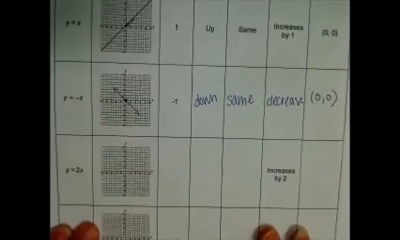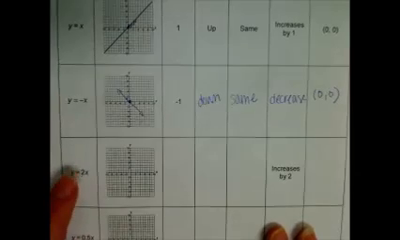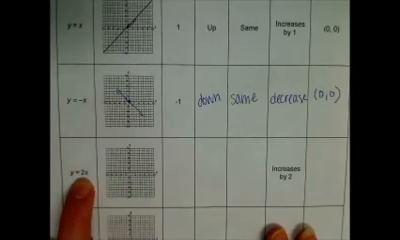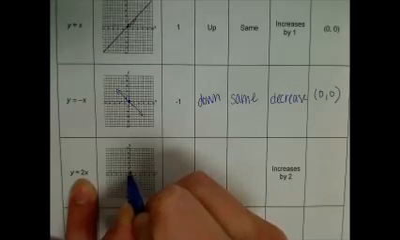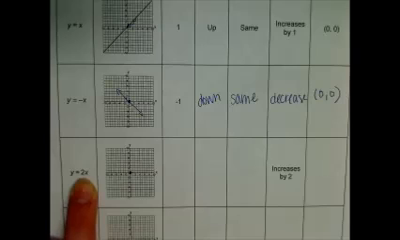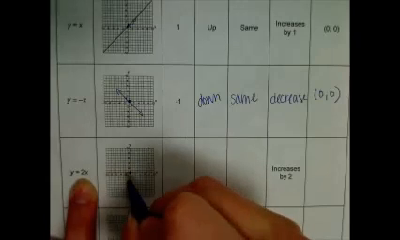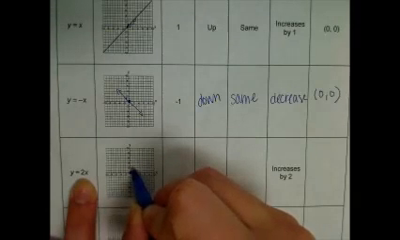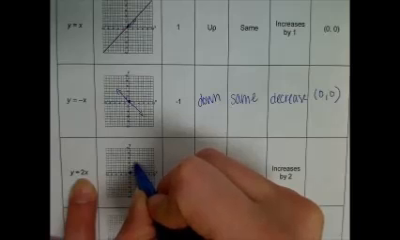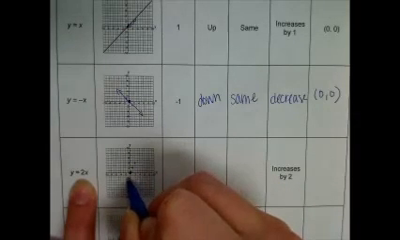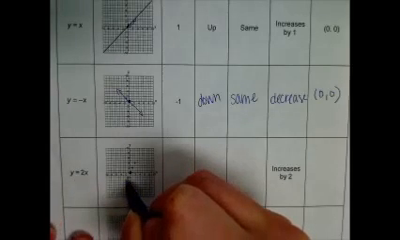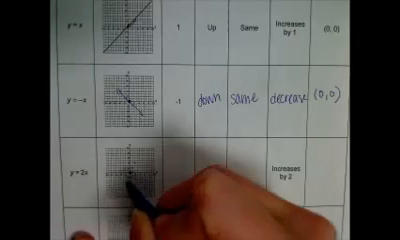Let's look at this next one. y equals 2x. I do not have a b value, so I know I can start at the origin. I'm going to use the slope 2. So I'm going to rise 2, I'm going to run 1. Now I'm going to go the opposite direction. Go down 2, go over in the opposite direction 1. You're going to graph this line.